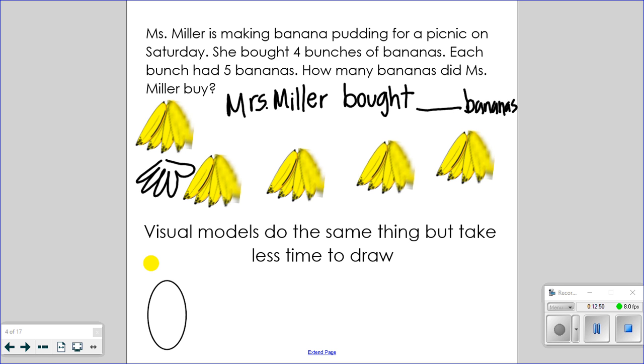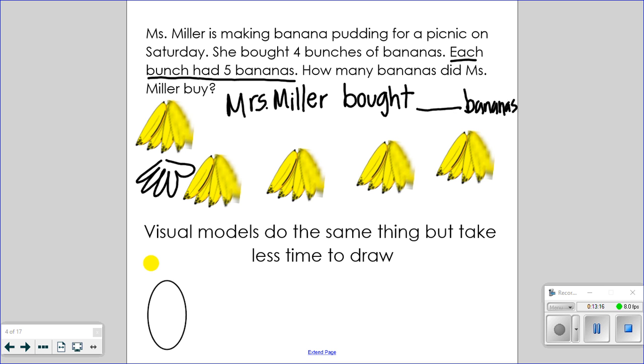Avery, why did I draw 5 bananas? Because there might be 4 bunches, but you don't know how much is in the bunches. But now you know 5 is in the bunches. Each bunch has 5 bananas. That means each of my groups needs 5 bananas. Make them wiggle, it's fine. Okay. Draw those bananas.